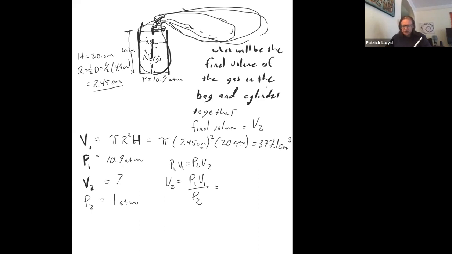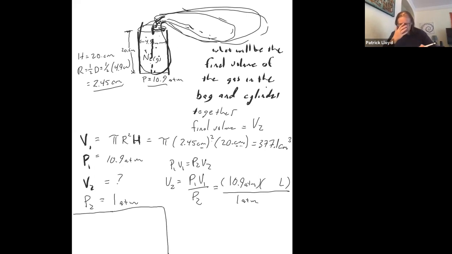I'm just going to put the pressure in here. P1 is 10.9 atmosphere. V1, we need to have that in liters. I haven't put it into liters yet, so we're going to do a conversion there. And then P2 is 1 atm. So let me do the sidebar here. We have 377.1 centimeters cubed. So how do we get that into liters?